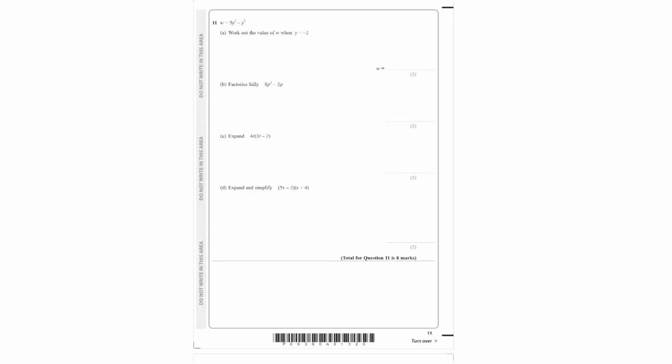Question 11. W is equal to 5y squared minus y cubed. Work out the value of W when y is equal to -2. So we can simply write this out. W is equal to 5 times (-2) squared minus (-2) cubed. Now, when we multiply a negative times a negative, we get a positive. But when we multiply a negative times a negative times a negative, that equals a negative. So what does that mean?